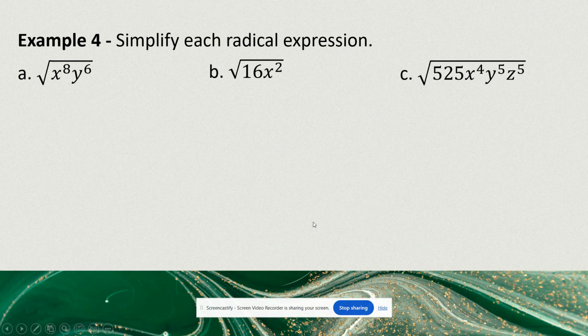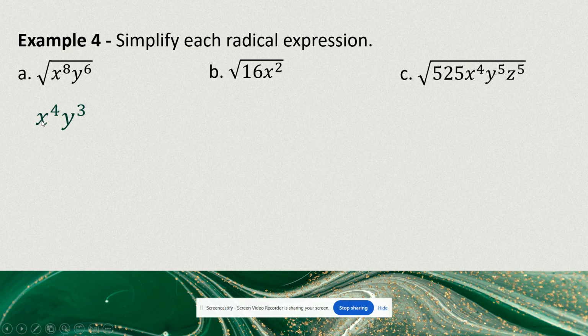Okay? For now, let's move on to example 4. We have 6 more of these problems we're going to do, and then a word problem, and then that'll be it for this lesson today. Okay? So when I take the part A of example 4, we're going to simplify these. I'm going to take the square root of x to the 8th, y to the 6th, okay, and they're both even, so it's as easy as just halving both exponents.